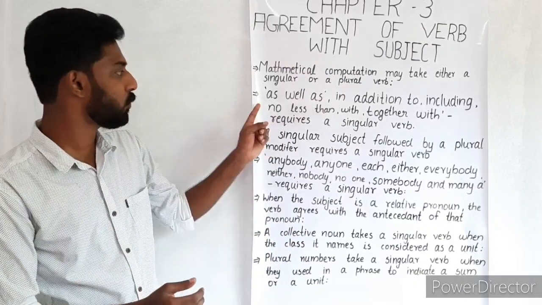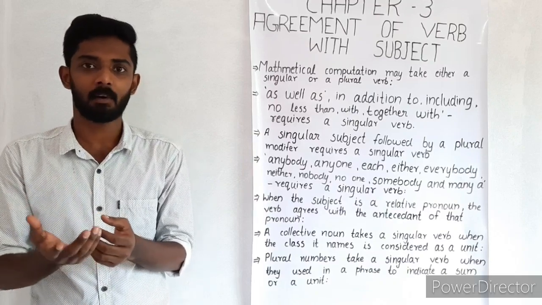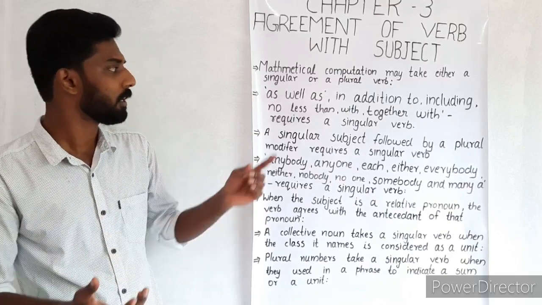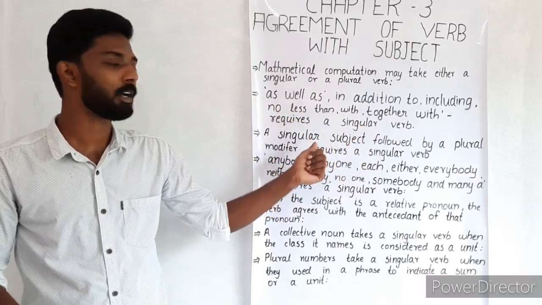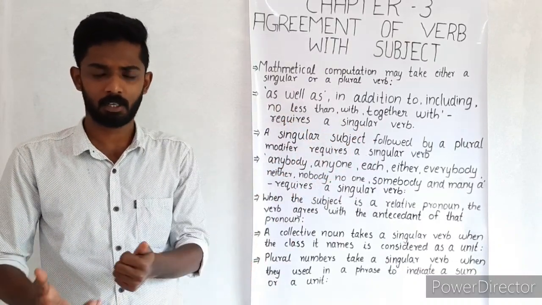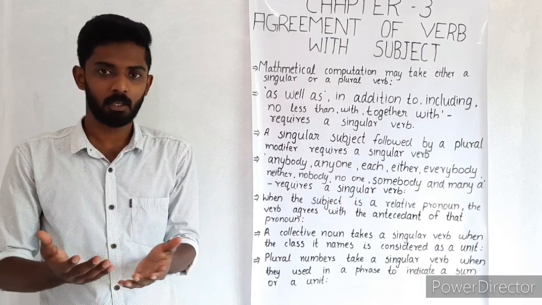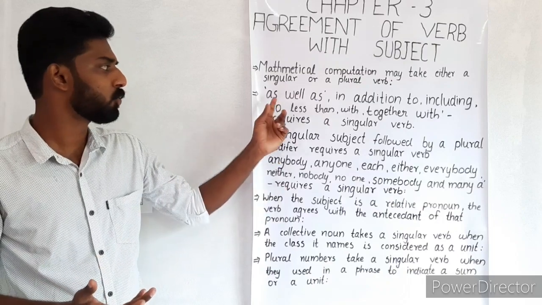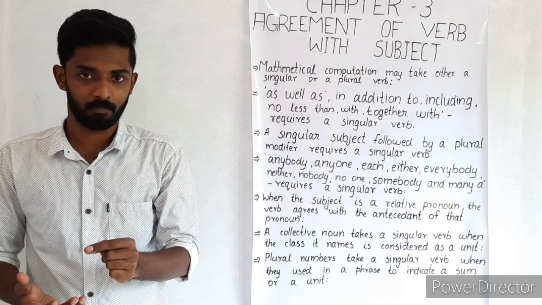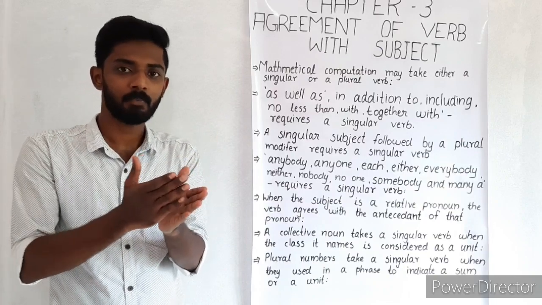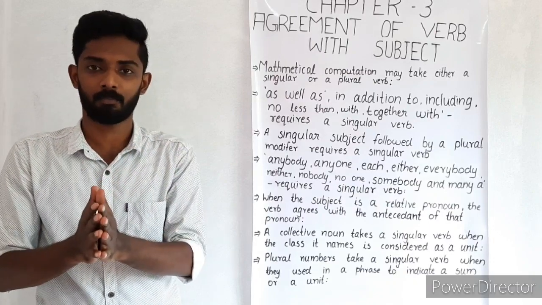The next thing which I am going to discuss is that a singular subject which is followed immediately by as well as, in addition to, including, no less than, with, together with requires a singular verb. For example, the husband as well as the wife needs advice. So here we understand that the use of as well as makes the verb singular. In the sense, advice is needed by both of them.